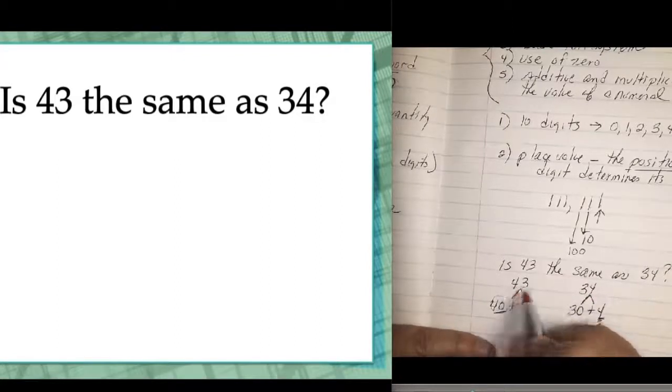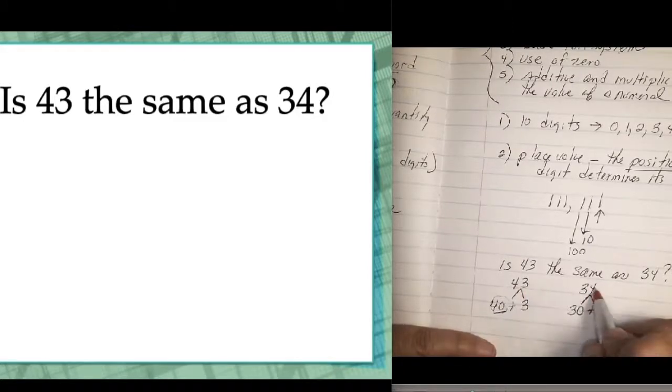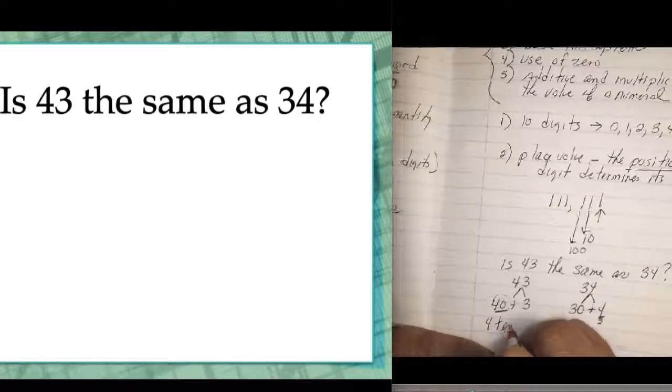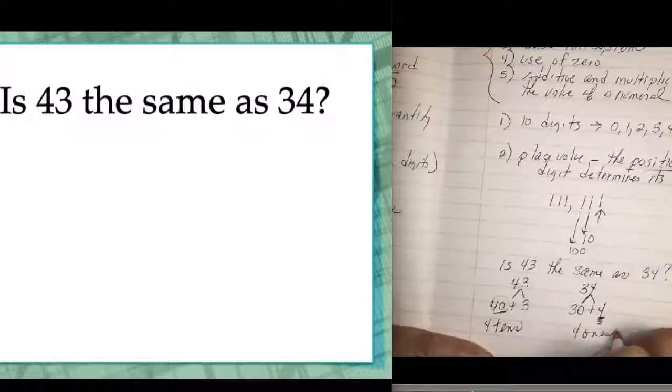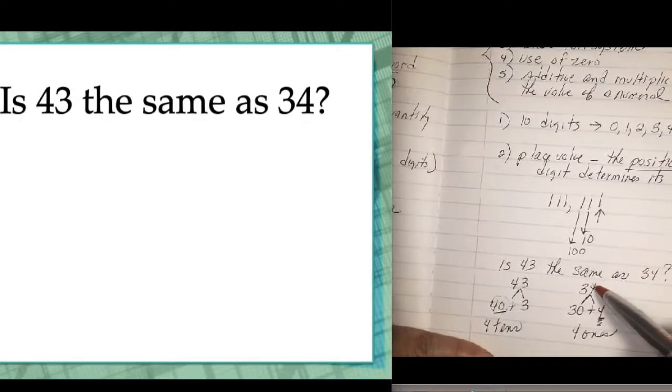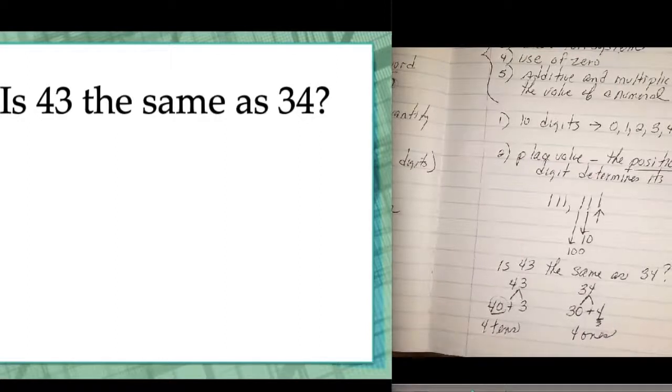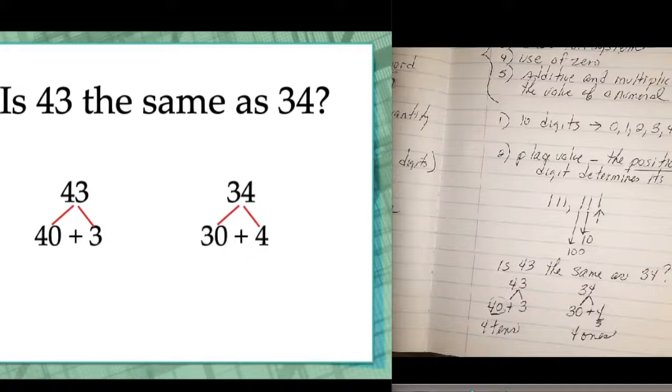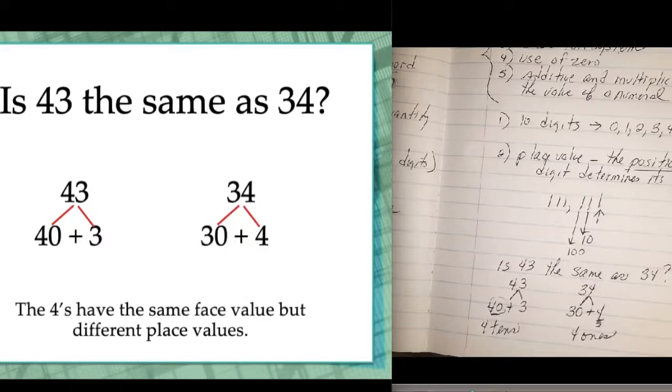What's the difference between this 4 and this 4? Well, again, this 4 is a 40, and this 4 is 4 ones. So this is 4 tens, and this is 4 ones. How did I know that? Because of its position. This is my ones place. This is my tens place, my hundreds place, and so on. The 4s have the same face value, but different place values.